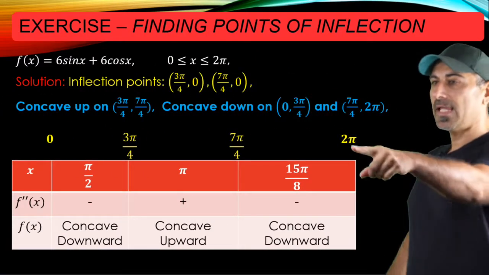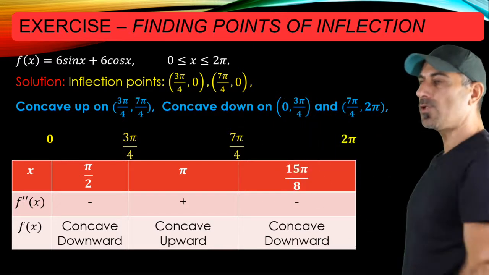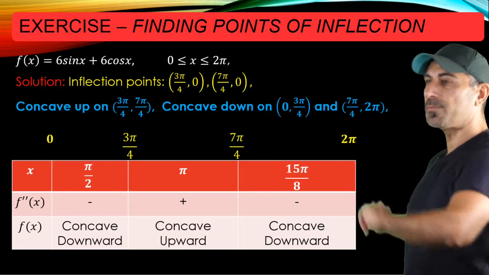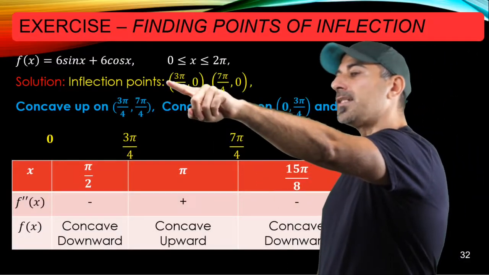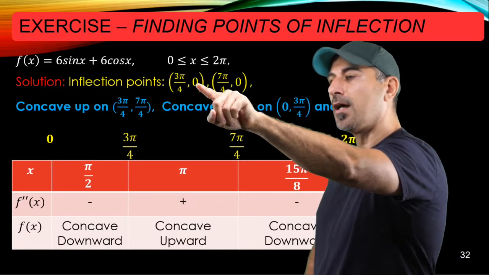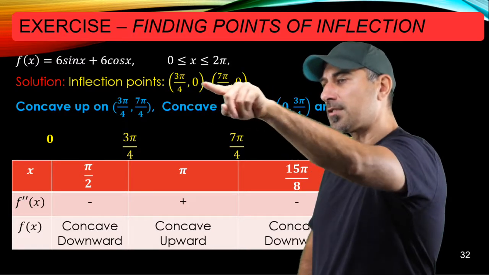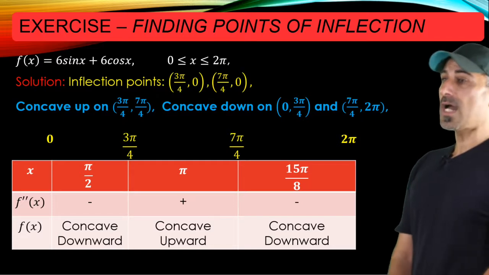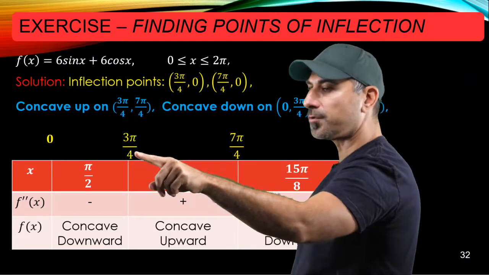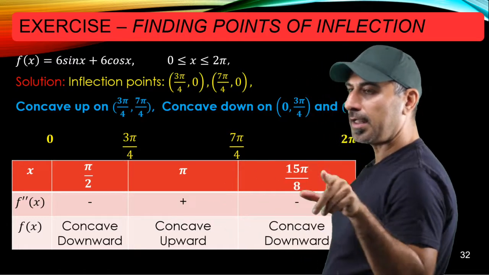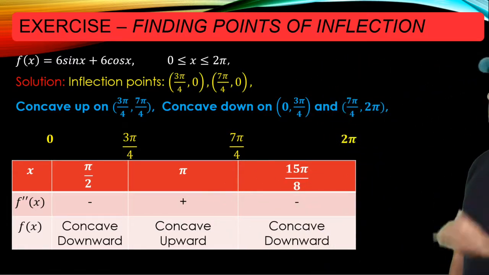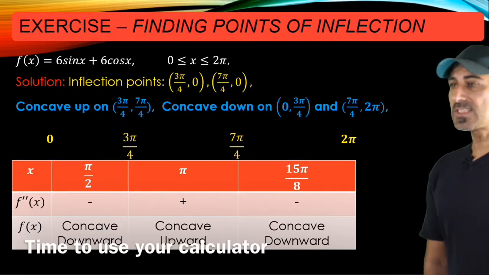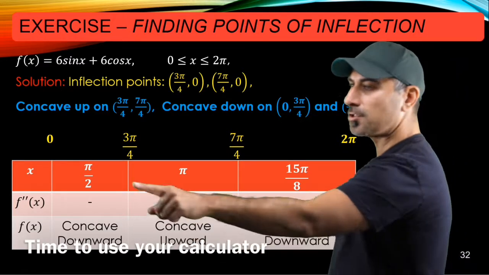And here we go. We have the endpoints 0 and 2 pi, and then we got two inflection points, 3 pi over 4 and 7 pi over 4. You can find the corresponding y values, or function values, at those points. They're going to be 0 essentially. Now we're going to choose sample points. Within the interval 0 to 3 pi over 4, I got pi over 2, and pi, and 15 pi over 8 from the last one. You can choose different sample points as you remember. Next we evaluate the second derivative of the function at those sample points.